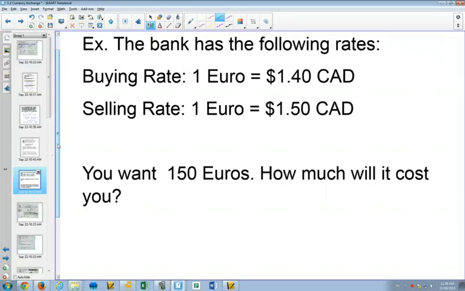If you buy €1, it's going to cost you $1.50. Two seconds later, you go, you know what? No, maybe not. Okay, they say, here's your $1.40 back. You're like, I paid $1.50. Sorry, that's the difference in exchange rates. So they're going to take 10 cents on every exchange, and that's how they make their money.